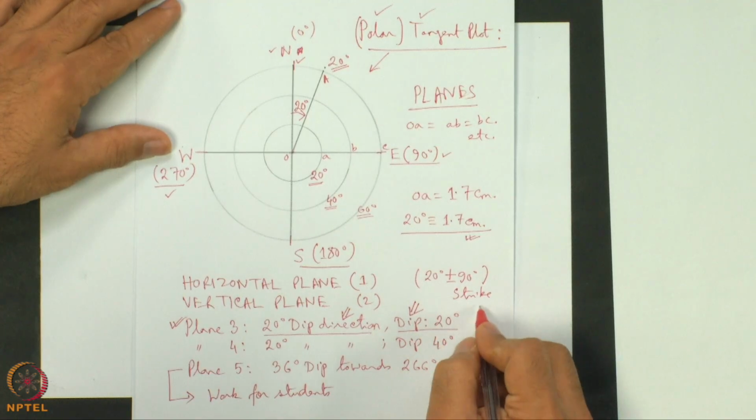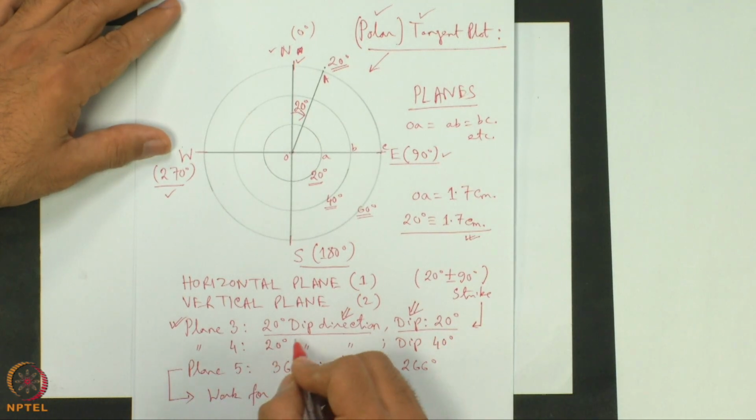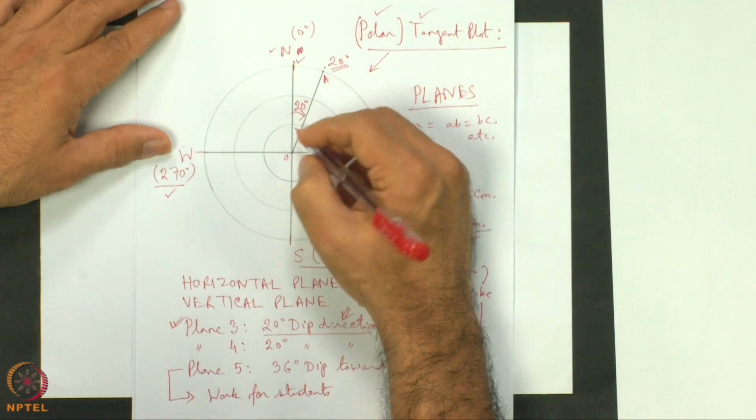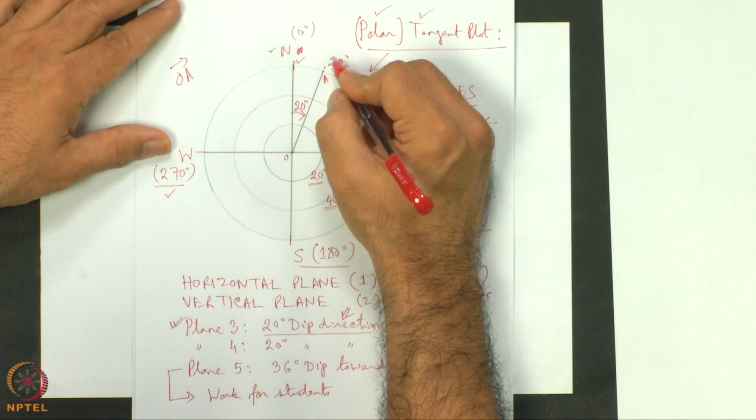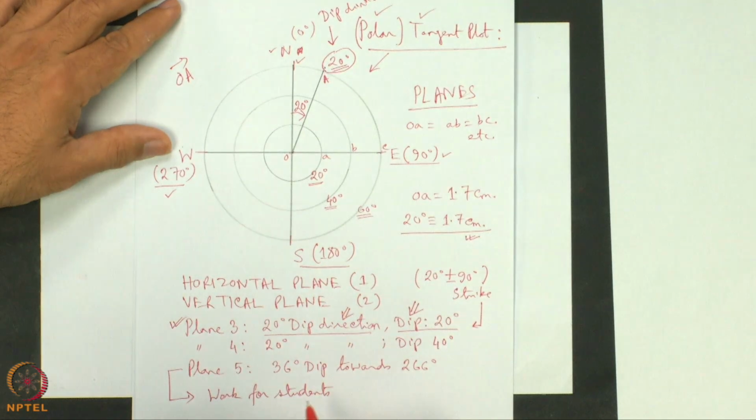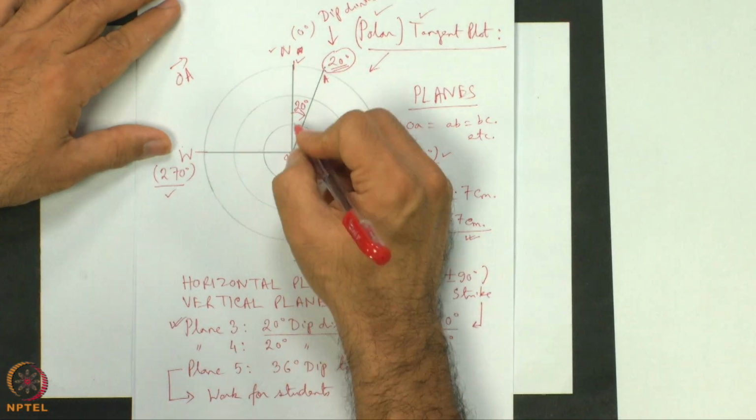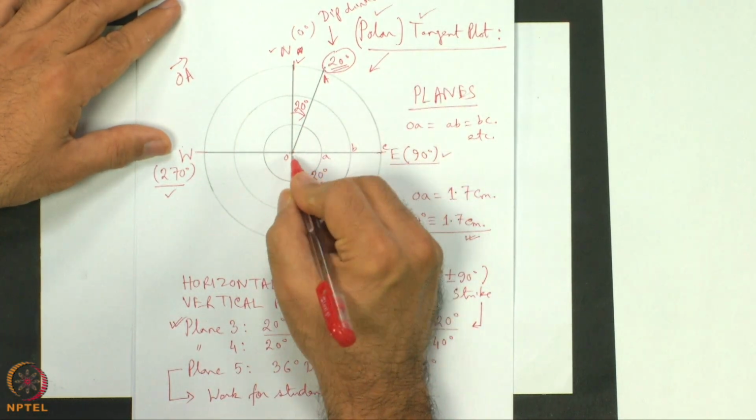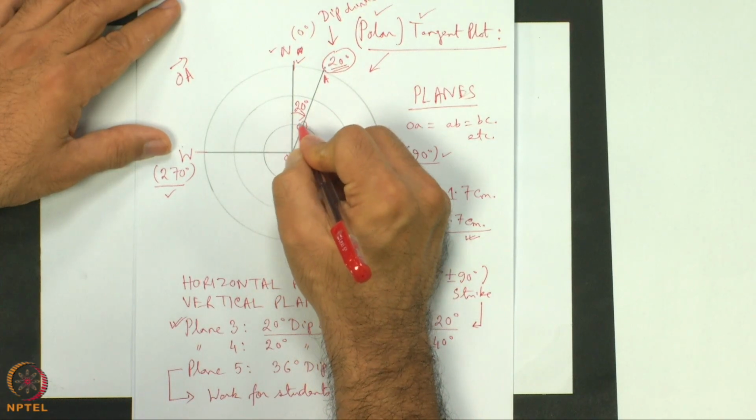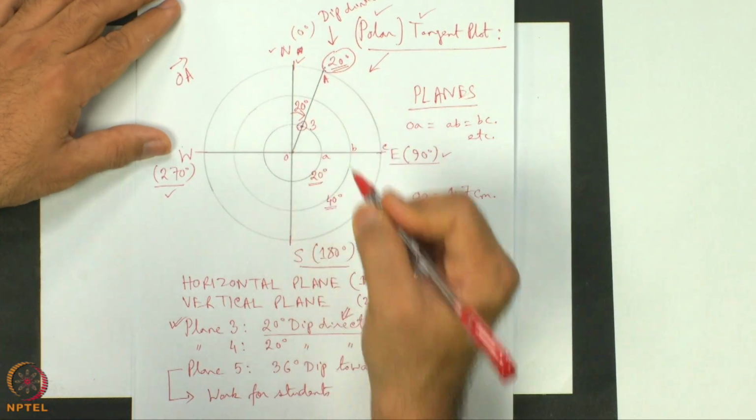This is the strike of plane 3. Since the dip direction is 20 degree, I will move along the OA line. So here this number is the dip direction, and since the dip amount is 20 degree, the OA line intersects the circle with O small a radius at this point. So this is the plot of plane 3.